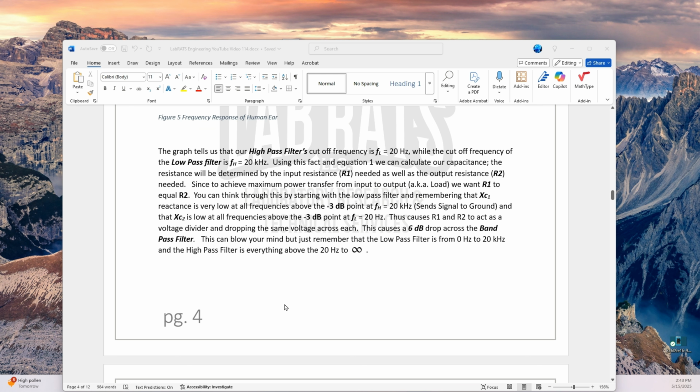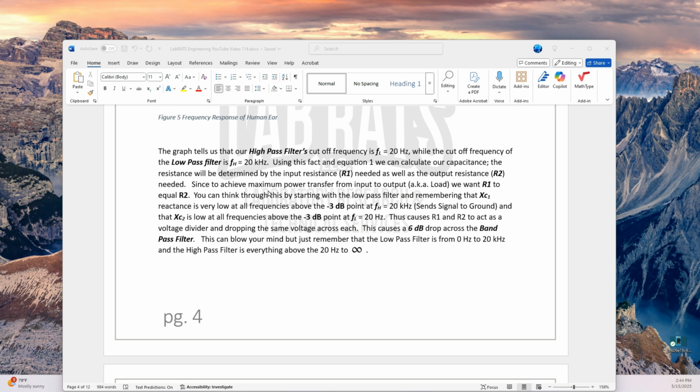The graph tells us that our high pass filter's cutoff frequency is FL equals 20 hertz, while the cutoff frequency of the low pass filter is FH equals 20 kHz. Using this fact in equation 1, we can calculate our capacitance. The resistance will be determined by the input resistance needed as well as the output resistance needed, R2.